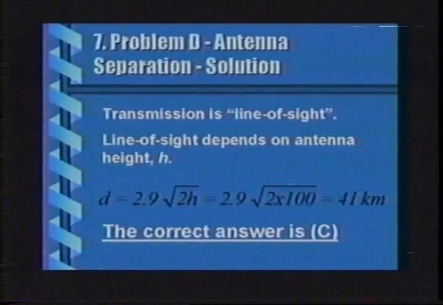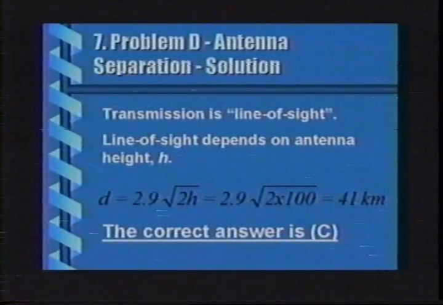Well, you have a couple of choices here. If you're a whiz in geometry, you can draw a circle, draw two little antennas on that circle, and see how far apart they can be before the line joining them has to go through the surface of the Earth. I would suggest you find the appropriate formula in one of your references. The formula is that the distance d is 2.9 times the square root of 2 times h, where h is in meters and d is in kilometers.